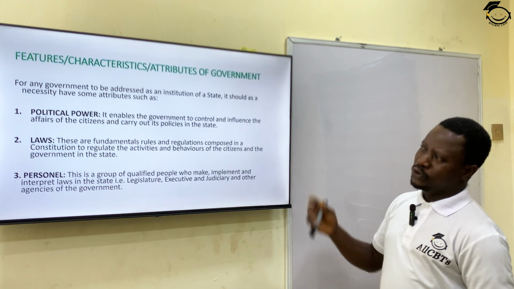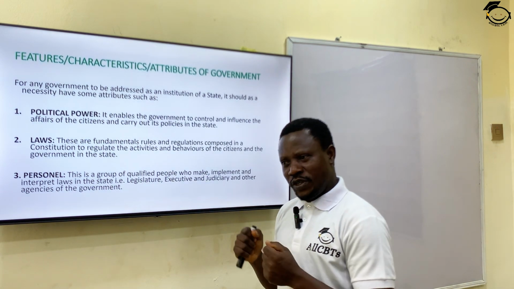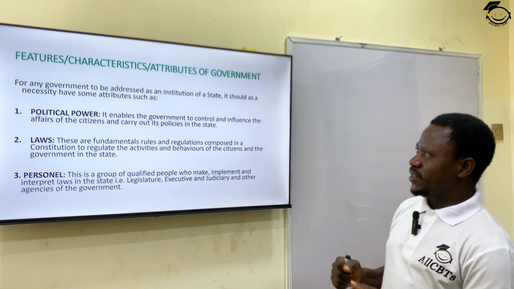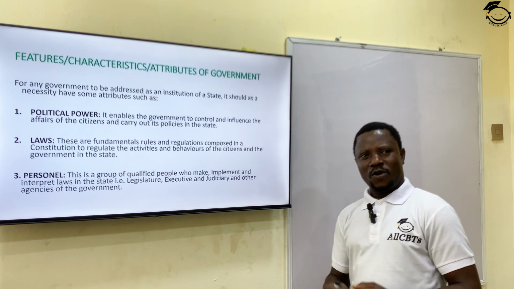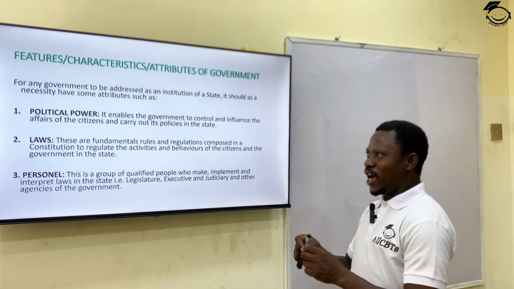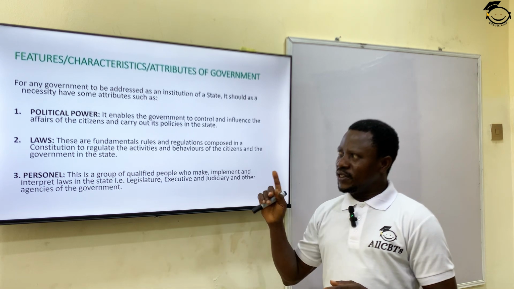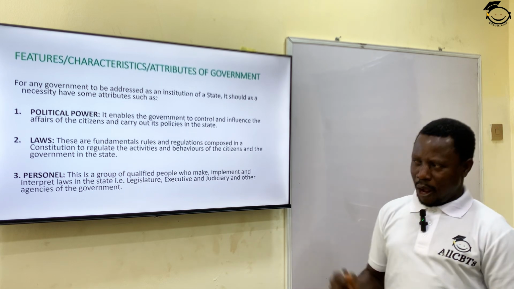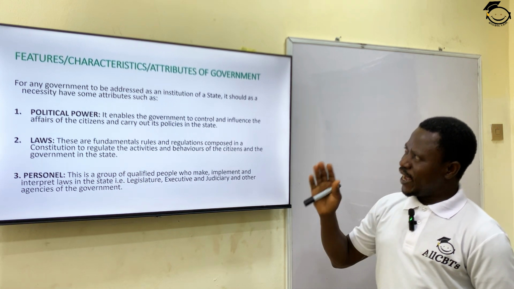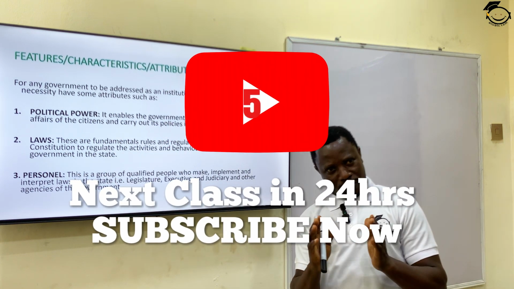The first thing we're going to look at here is political power. With this power, the government is enabled to control, to influence all the affairs of the citizens and carry out all its policy in the state. It is only this institution that enjoys this political power. Another element of government as institution of the state is laws.